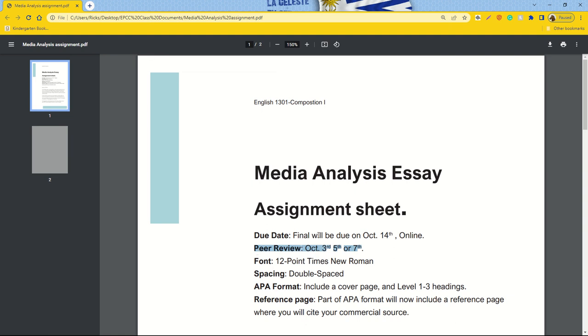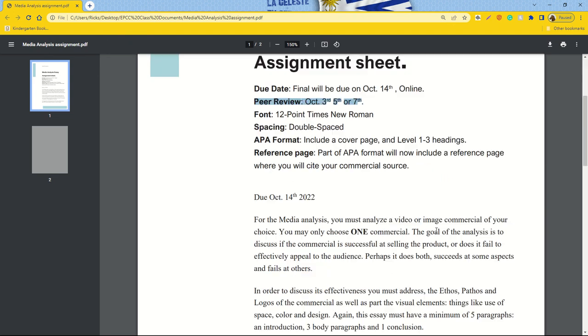But the proof of its submission is going to be due at the same time that the final is due. So the final for this media analysis is going to be due on the 14th of October online, right? You'll submit it on Blackboard. As always, it should be 12 point Times New Roman, double spaced. It must include an APA cover page, and it should include the 1 through 3 level headings.